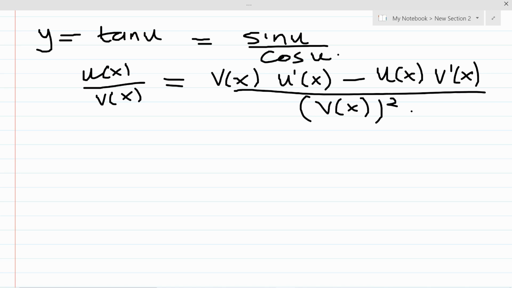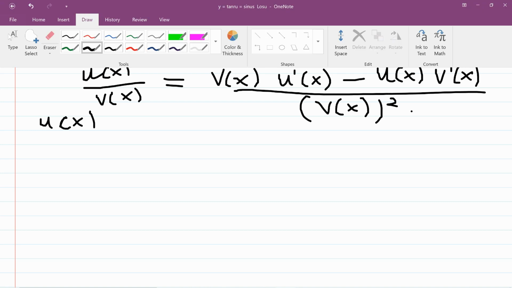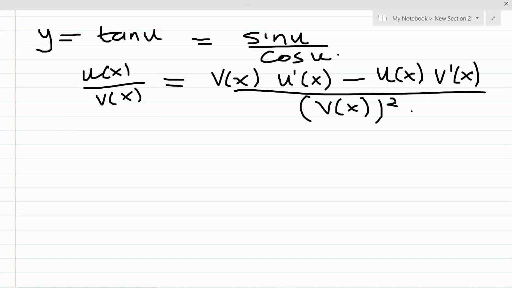Now with this u of x, or u, let me write u, u here is actually equal to sine of u, and our v here is actually equal to cos of u. This u and the u inside the sine and cos are different, please. Alright, then with that, what I need to know is u prime of x here, so I need to differentiate the sine of u in terms of the u prime of x.